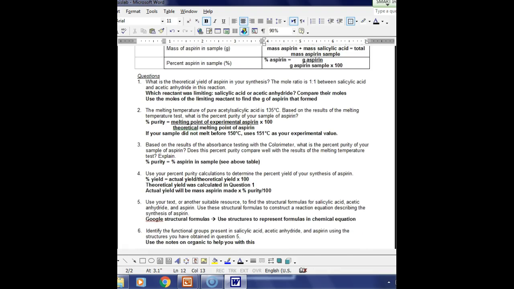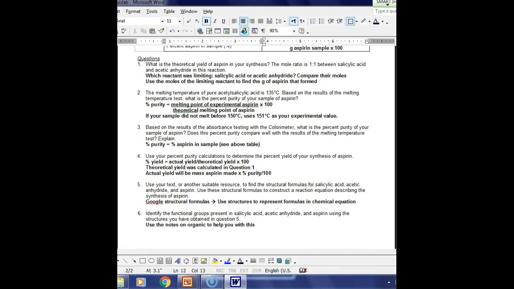Alright, so that'll help you fill in your data tables. Now we're going to talk about the 6 questions. First one says, what is the theoretical yield of aspirin? And that the ratio between salicylic acid and acetic anhydride was 1:1. You had 2 reactants, so you need to figure out which one was limiting by looking at their moles. The one with the fewest moles is your limiting reactant, and then take that limiting reactant and figure out, stoichiometrically wise, how many grams of aspirin could be formed.